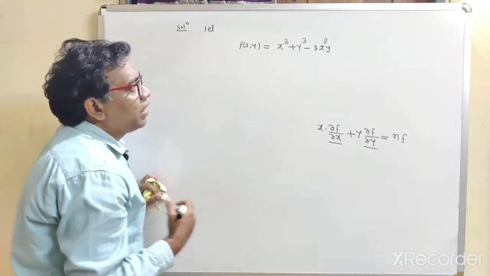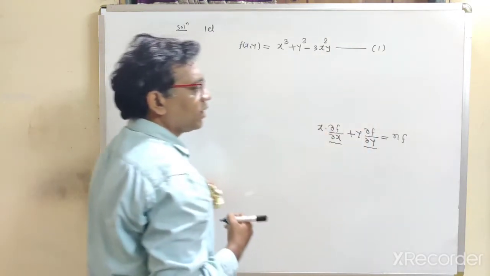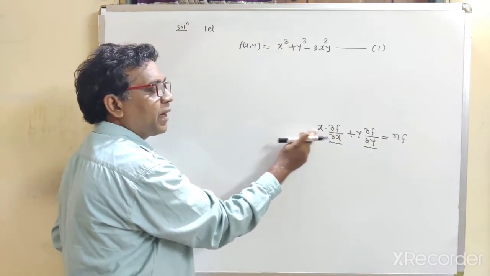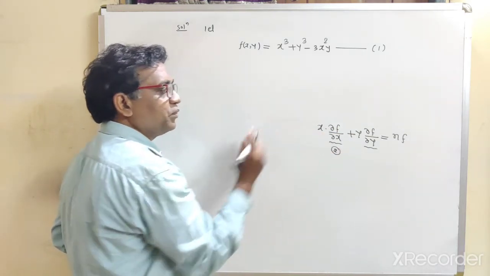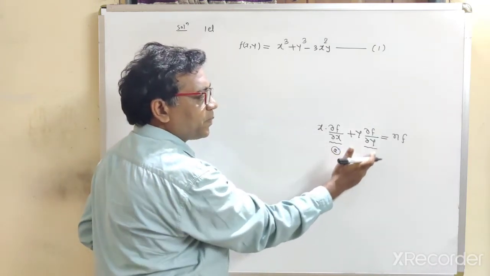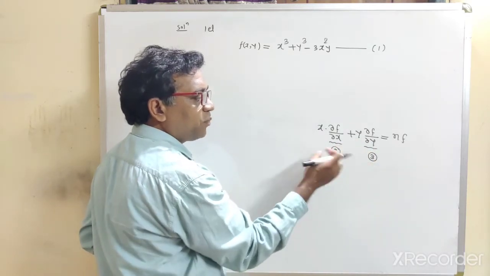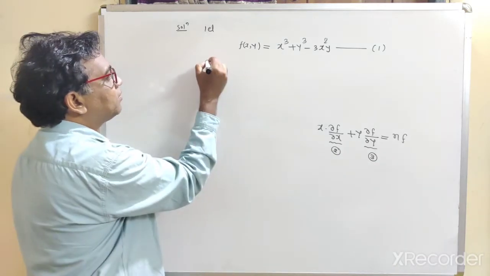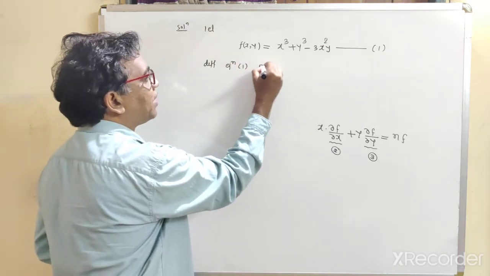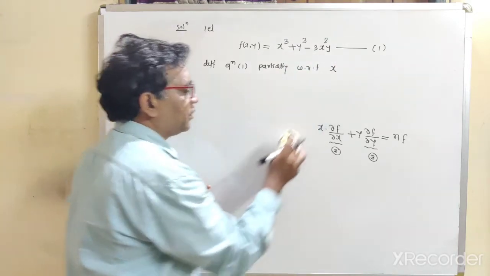So what are the steps? First of all, suppose we call this equation 1. Differentiating equation 1 partially with respect to x and multiplying by x, suppose this is equation number 2. Differentiating equation 1 partially with respect to y and multiplying by y, that is equation number 3, and just take the addition of equations 2 and 3. So write down these steps. Write down: differentiating equation 1 partially with respect to x.